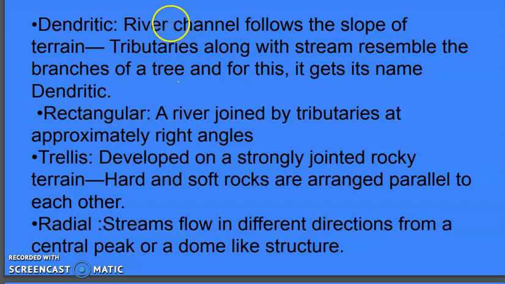See the definition: the river channel flows along the slope of the terrain. Tributaries along with the streams resemble the branches of a tree. For this it gets the name dendritic. So I hope you all understood the meaning of dendritic.